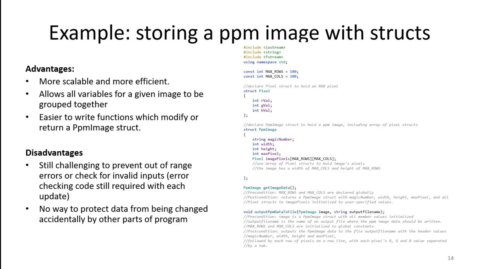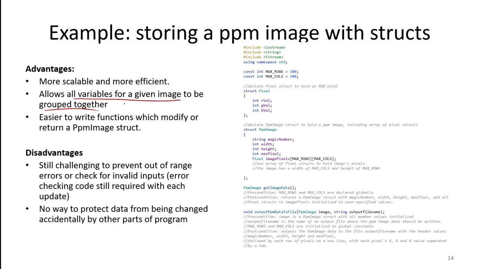First advantage is that this is definitely a more scalable and more efficient approach. You'll remember that structs allow us to store all the variables for a given image as a single set. And so it's definitely easier to declare and modify and update data within a given struct. We just have to use the dot operator. Also, it's easier to write functions which modify or return structs. So you don't necessarily need to plug in quite as many arguments. Instead, you can just plug in a struct.